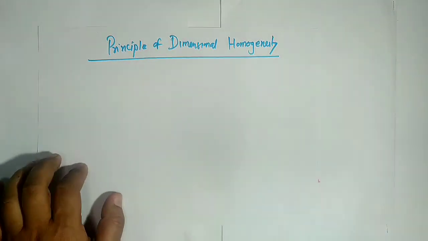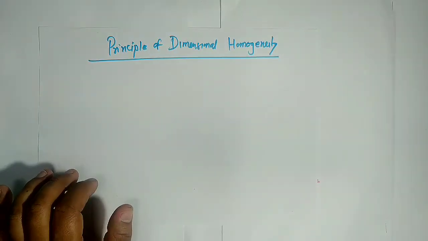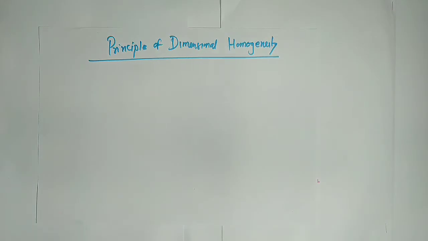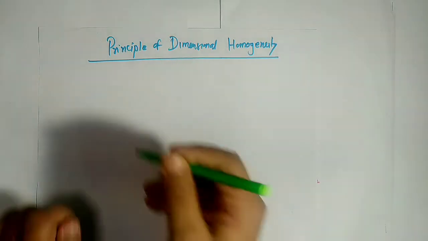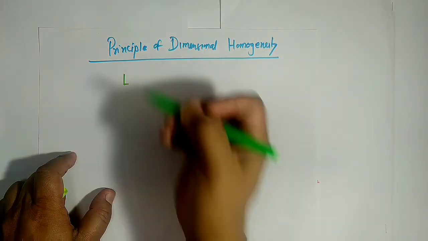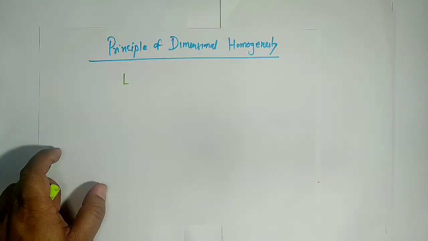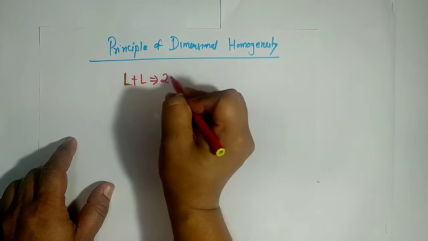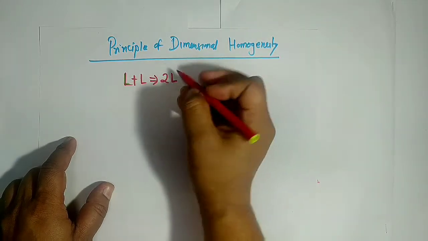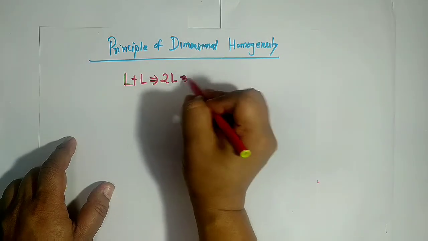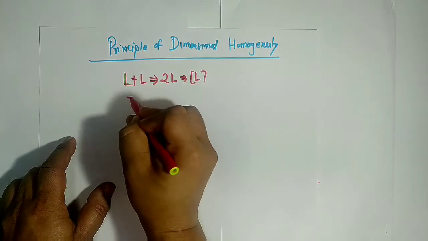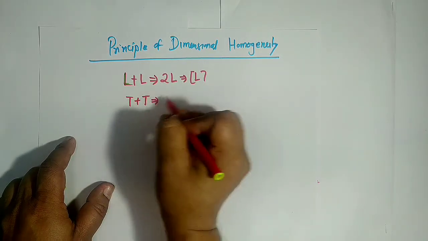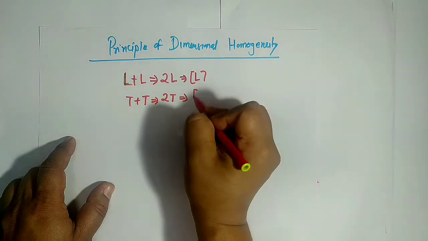Now, what does it mean by principle of homogeneity? Dimension, we know mass, length, time, but principle of homogeneity means what? That the same type of dimension can be added and subtracted. If I ask you what will be the dimension of L plus L, you will say it will be 2L. But 2 is a constant, so the dimension will be only L. If I ask you T plus T, you will say, sir, 2T, but dimensionally it is only T.